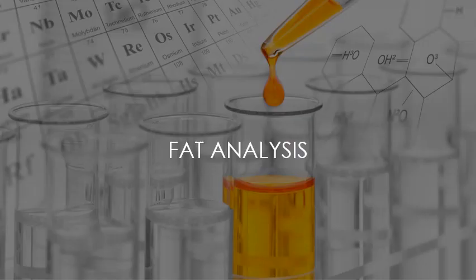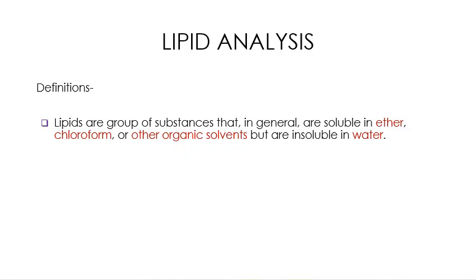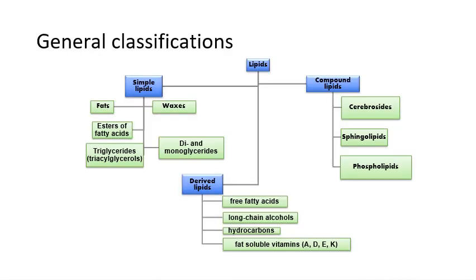So now we're going to look into the next major component of food that we want to measure, which is fat or lipid analysis. Performing lipid analysis is also very important. First, we need to know what is meant by lipid. Lipids are a group of substances that in general are soluble in ether, chloroform, and other organic solvents, but they are insoluble in water. We can further classify lipids according to their general classes.